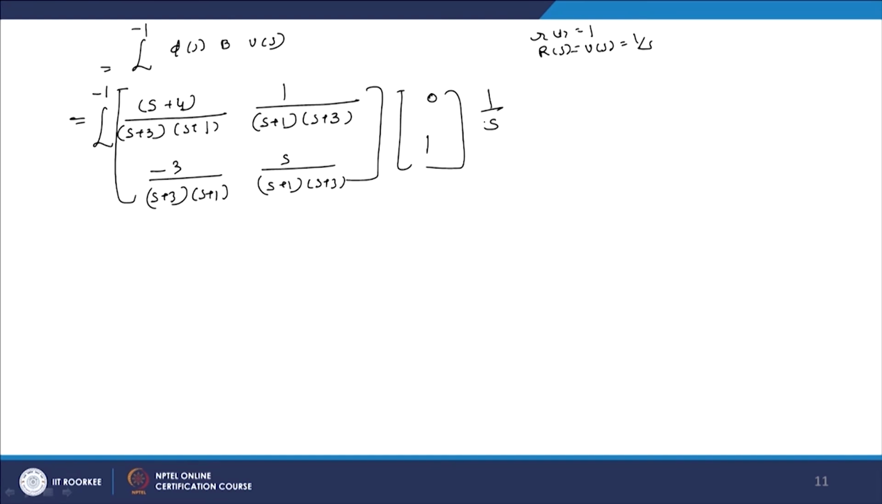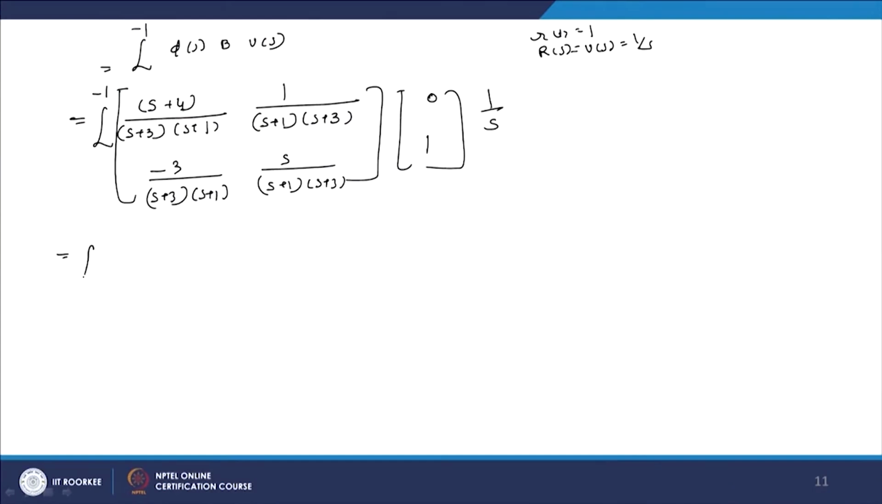Now, first of all we multiply all these equations, and after the multiplications we have to take the Laplace inverse, that means we can get the equation in terms of x of t. So, first of all we multiply these equations.